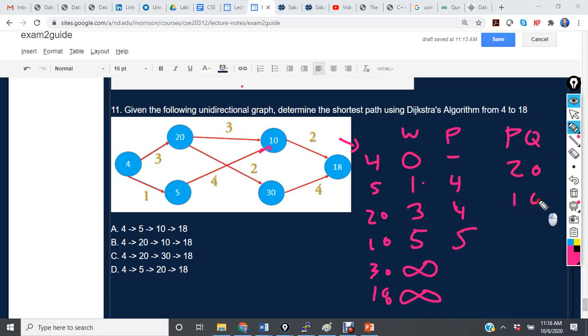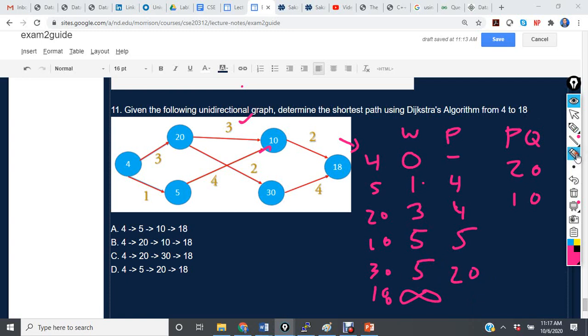20 and 10. So from 20, we have 2 outgoing edges. We have an outgoing edge to 10. 3 plus 3 is 6, and the current weight going to 10 is 5. So we don't want to do this. 20 has another outgoing edge to 30. 3 plus 2 is 5, and 30's current weight is infinity, so we're going to say its parent is 20 with a weight of 5.